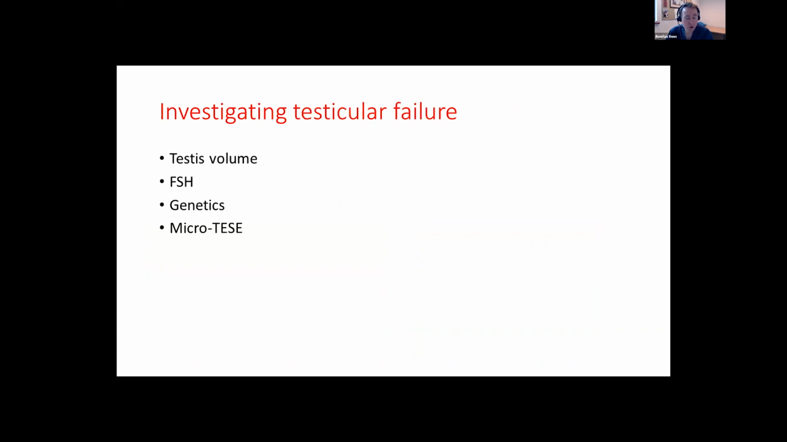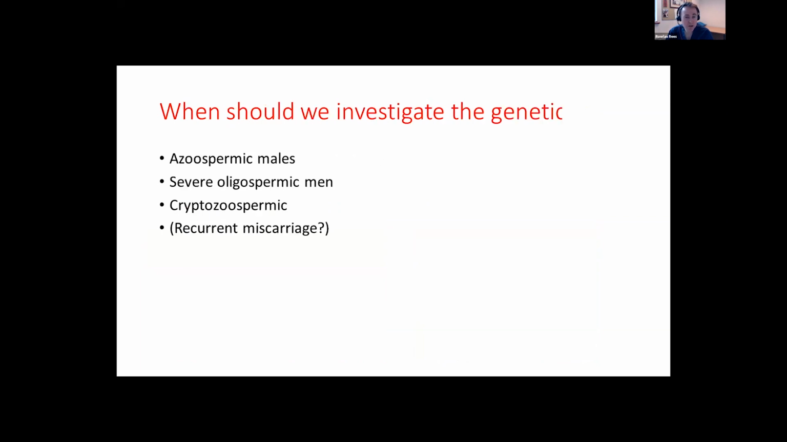Now, more common is testicular failure. By far the commonest reason for azoospermia is failure of production. And this will often be accompanied by reduced or small testes, a raised FSH, sometimes genetic problems, and ultimately will need a microdissection TESE.